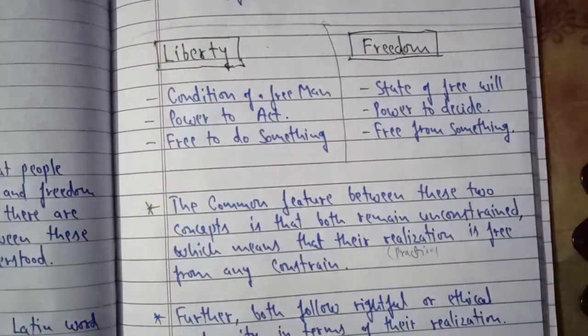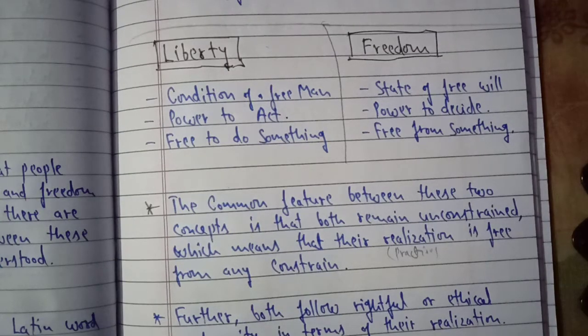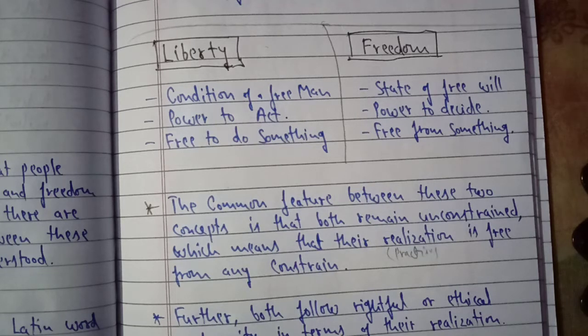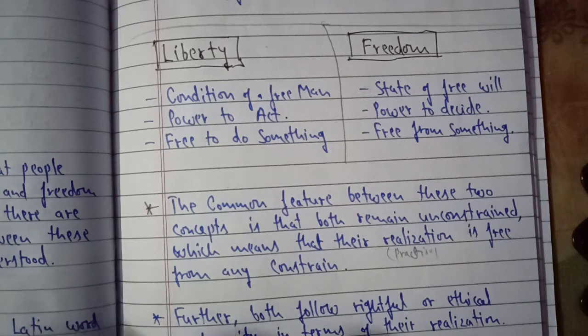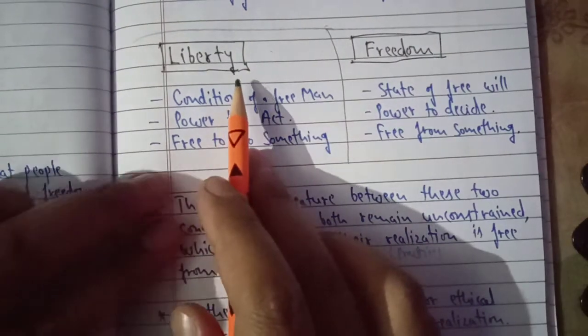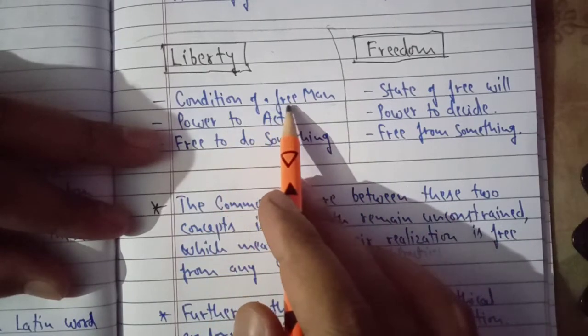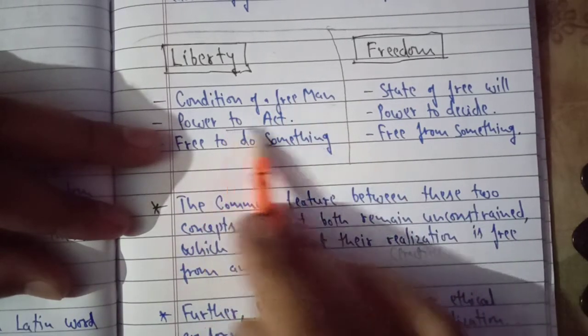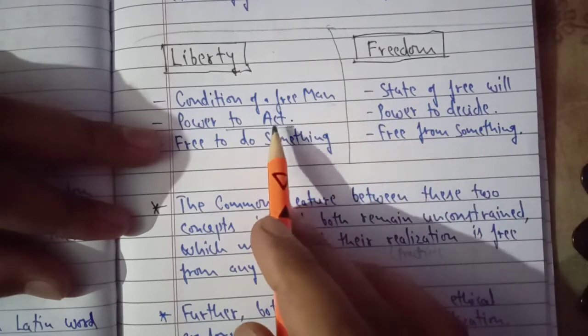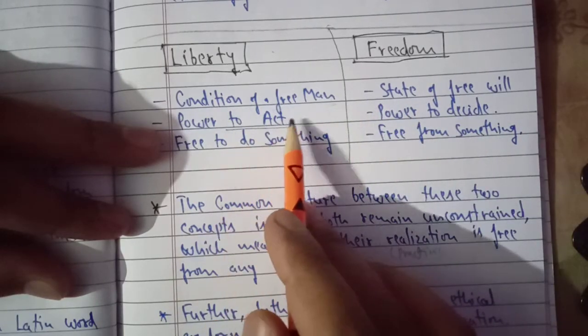Definition we have already seen, and the two important things within the definition: about liberty we said it is the condition of a free man, where a person is free to perform any act or any action. No one can stop him, he is always free. And under freedom we have seen when a person is free to take his own decision of his own choice. There are no constraints at all. When we talk about liberty, we say condition of a free man, and free man means power to act. In this situation he has the power to take any action. It is all related to the act or action.